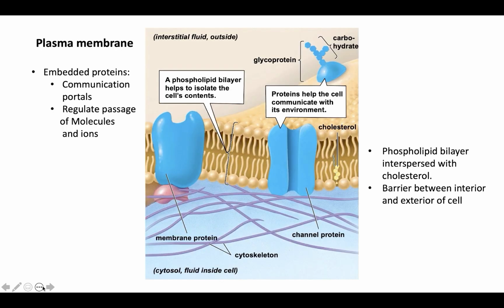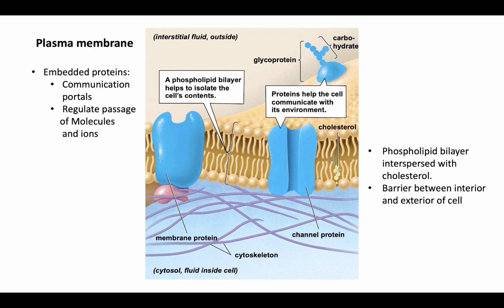Let's look at this figure. Can you see this plasma membrane? It has a phospholipid bilayer. Throughout the phospholipid bilayer, this blue chunk structure is protein. Proteins are embedded throughout the phospholipid bilayer. These embedded proteins play the role of a communication portal. Therefore, these proteins regulate the passage of certain molecules and ions. The phospholipid bilayer is interspersed with cholesterol.